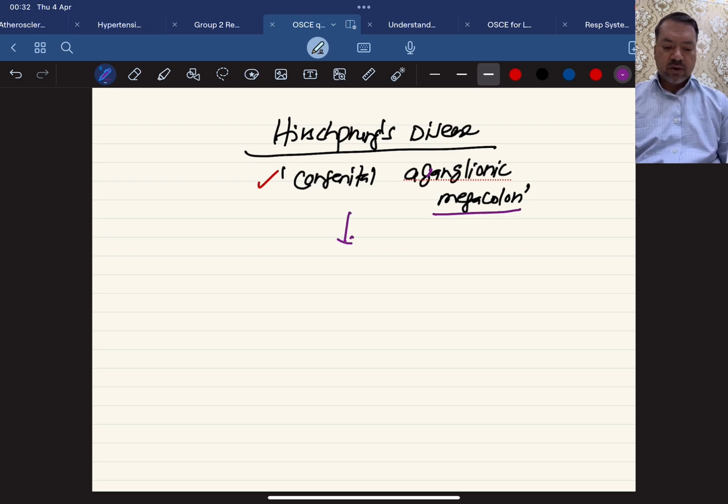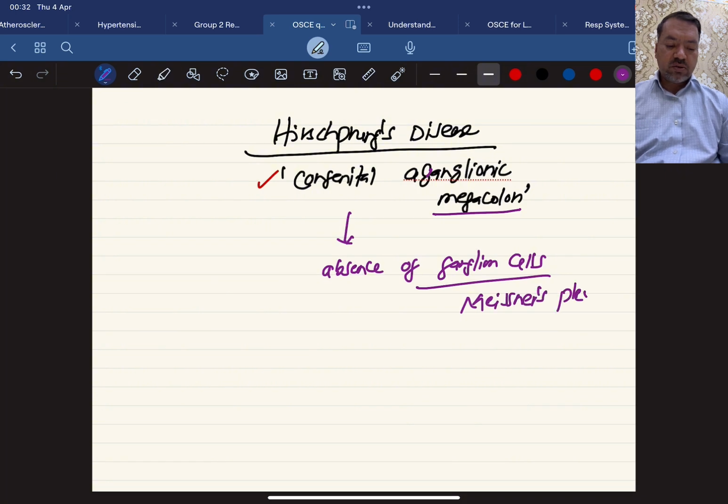Okay. And what is the main problem here? What is the basic problem or defect? That is absence of the ganglion cells. These ganglion cells are the Meissner's plexus and the myenteric plexus, also known as Auerbach's plexus, which are absent.